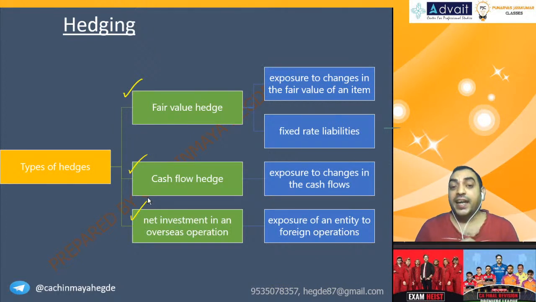The third one, net investment in foreign operation. You have an investment in a foreign subsidiary or joint venture in a foreign country. That investment value you want to protect, because exchange rates keep fluctuating and other reasons also will happen. So that investment in the subsidiary, investment in foreign operation, is a fair value component as well as a foreign exchange component. So multiple factors are there. So net investment in foreign operation is the third part.